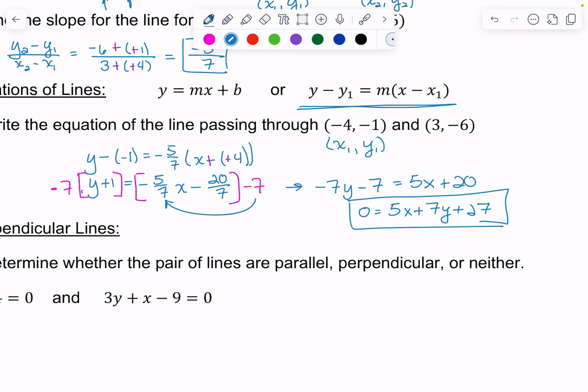If you wanted to go for point or slope-intercept, then we would have subtracted the 1 over by the y and moved it to the other side.